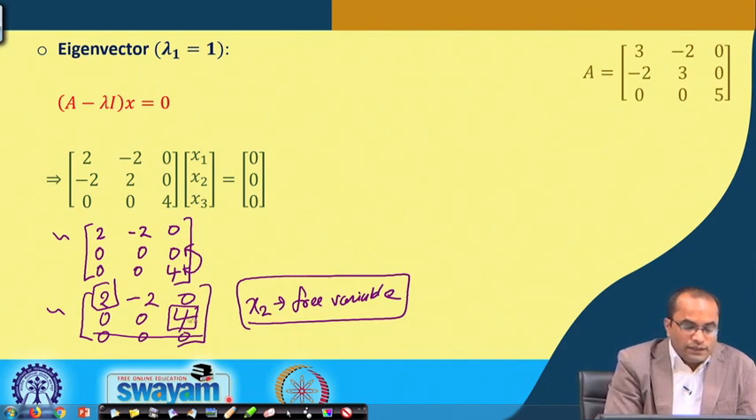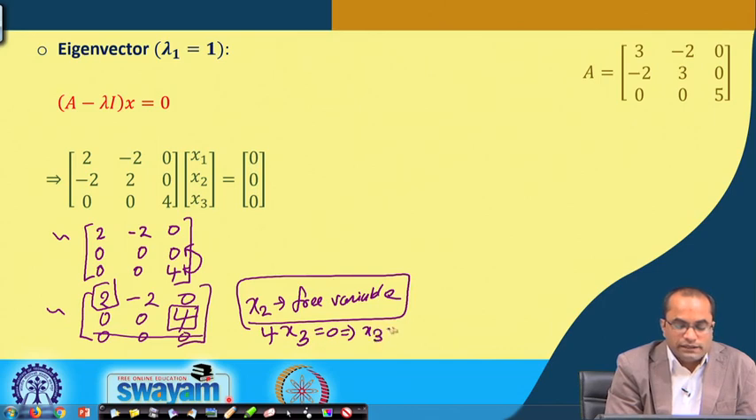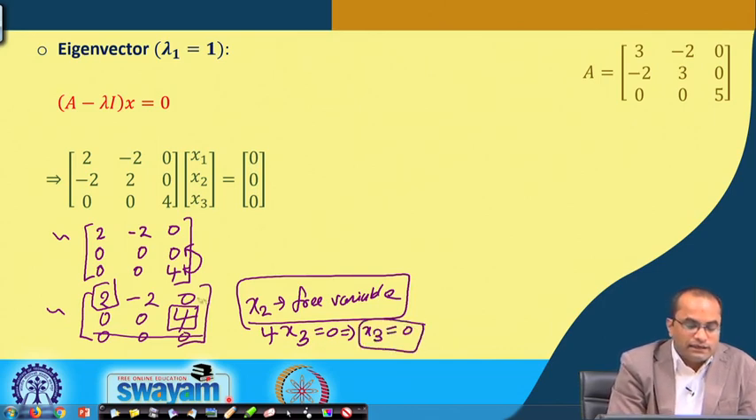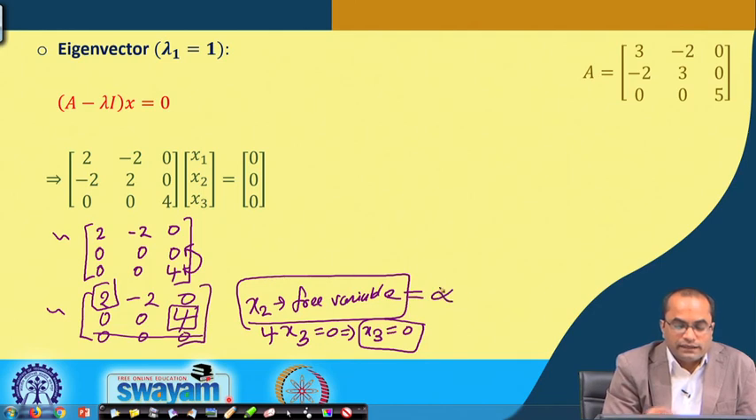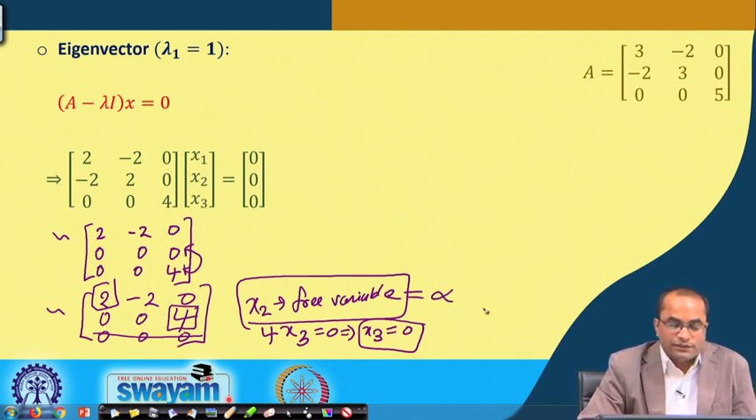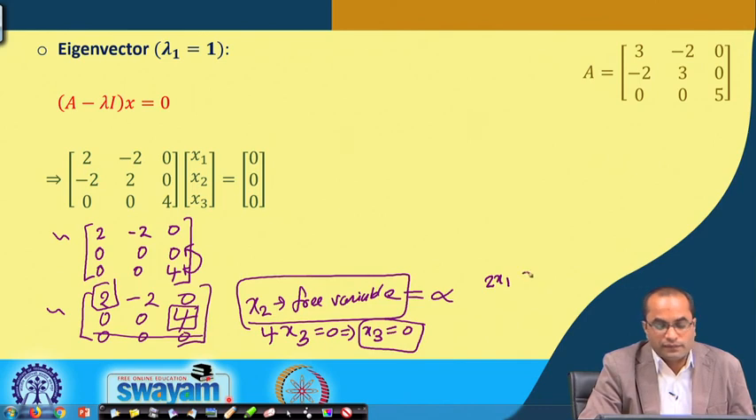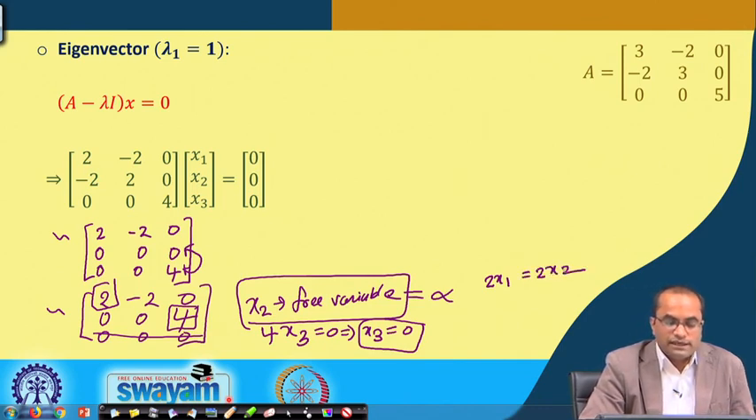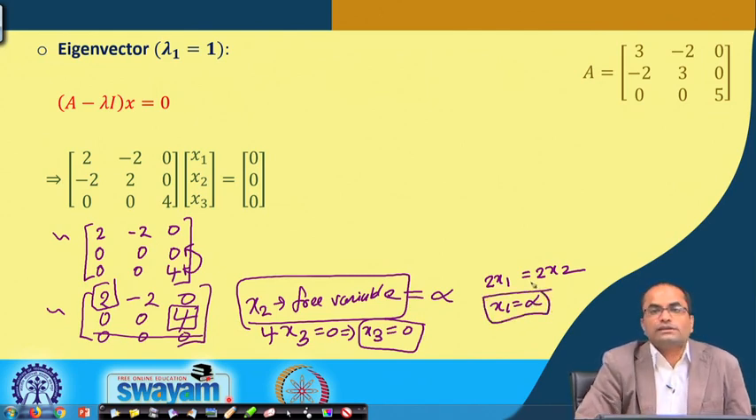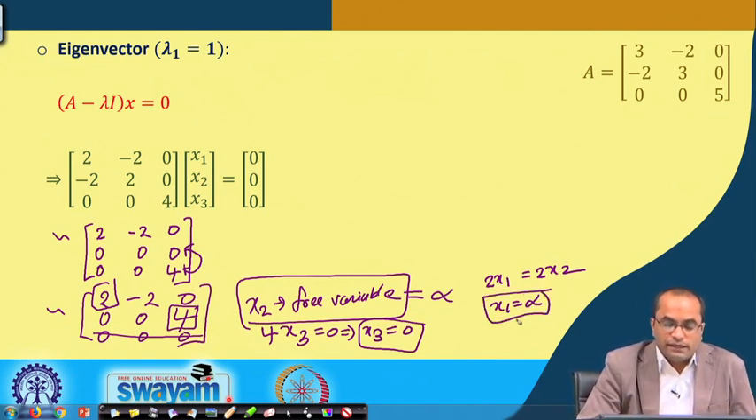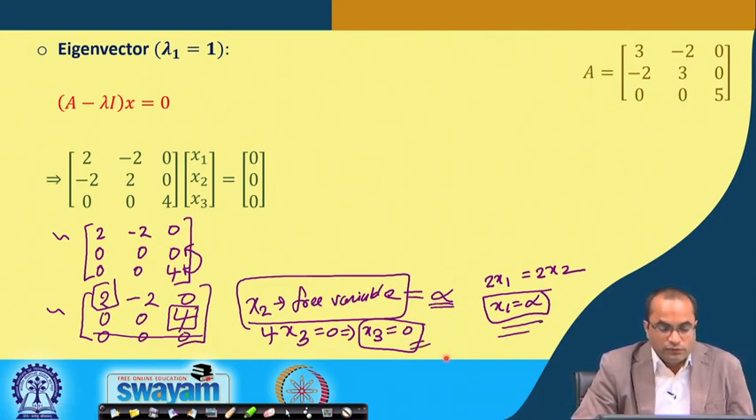Here the second equation suggests that x 3 is 0, because this second equation is now 4 times x 3 is 0. Which tells us that x 3 is always 0, and then x 2 is a free variable. So, we can take any alpha, and then from equation number 1, which says that 2 x 1 is equal to 2 x 2, x 1 is also alpha because x 1 and x 2 are both equal. So, we have x 1 alpha, x 2 alpha, and x 3 is 0 in all cases.